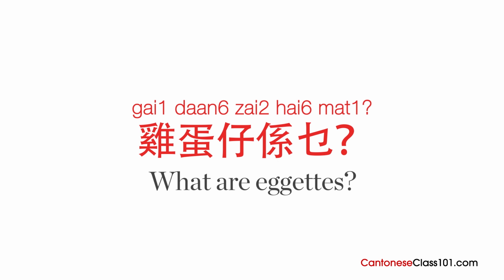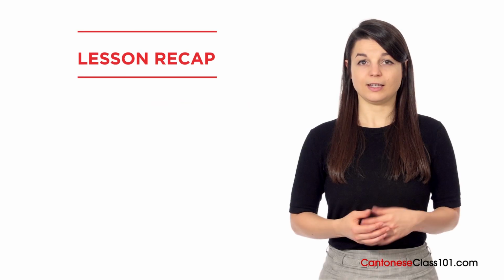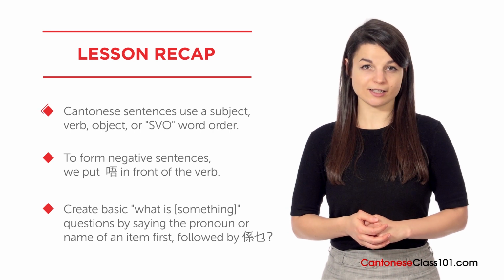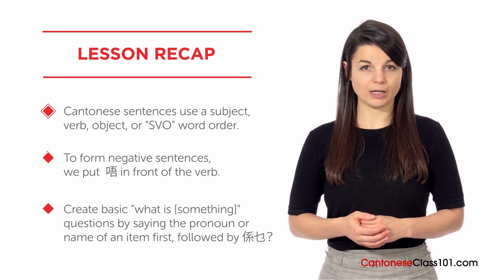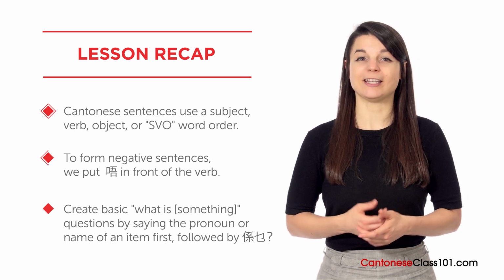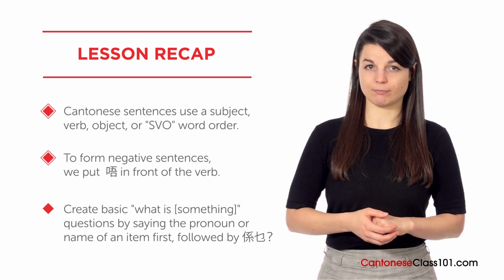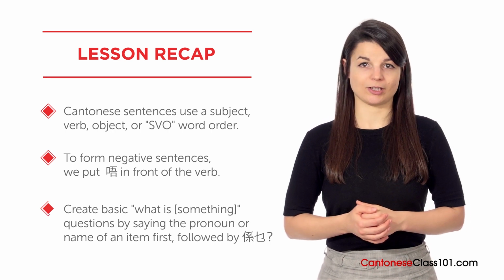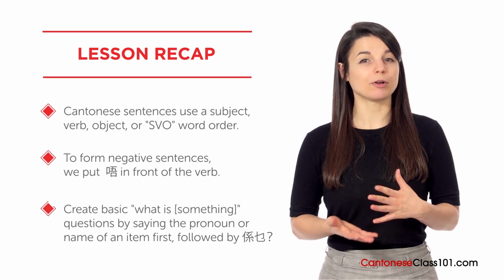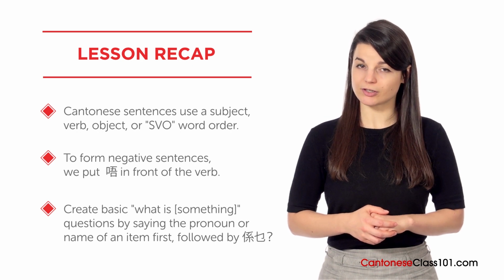Yes, please. Okay, now let's wrap up this lesson by recapping what we've learned. In this lesson, you learned that Cantonese sentences are formed using a subject-verb-object, or SVO, word order. To form negative sentences, we put the negation character in front of the verb. And lastly, you can create basic what is something questions in Cantonese by saying the pronoun or name of an item first, followed by 係乜?